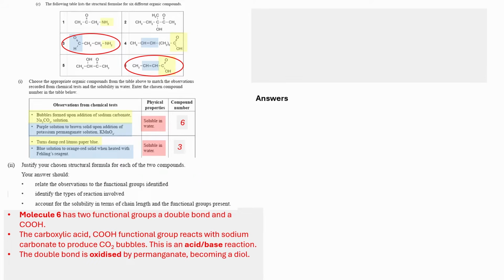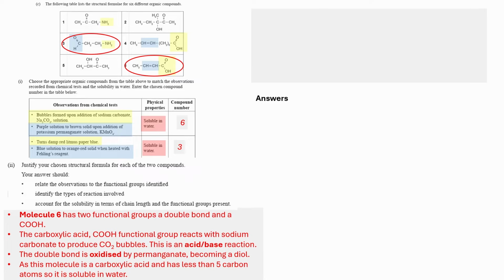Now for one of the observations, let's do it for the second one. The double bond is oxidized by permanganate becoming a diol, right? True. Okay, so we've talked about a second one. Now, I didn't say this is an oxidation reaction. It is. Oxidized kind of says that it is an oxidation reaction here.